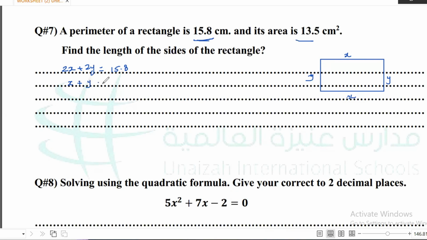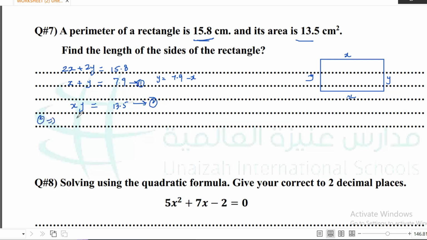it gives us x plus y is equal to 15.8 divided by 2, which gives us 7.9. This is equation 1. Then the second equation we can make from the next part of the question, which is area. Area is 13.5, so multiply length into width. That gives us area, which is 13.5. So by making y the subject from equation 1, y equals 7.9 minus x, we can replace it in equation 2.